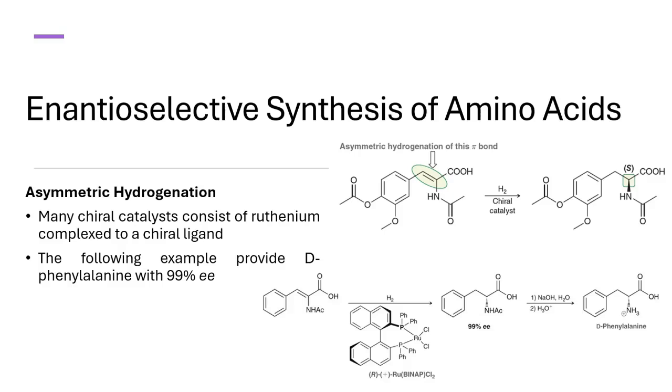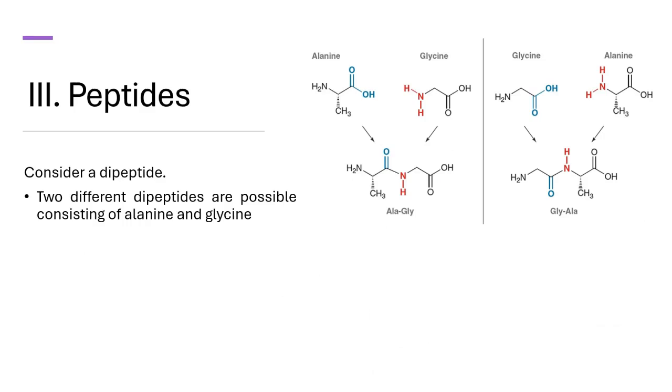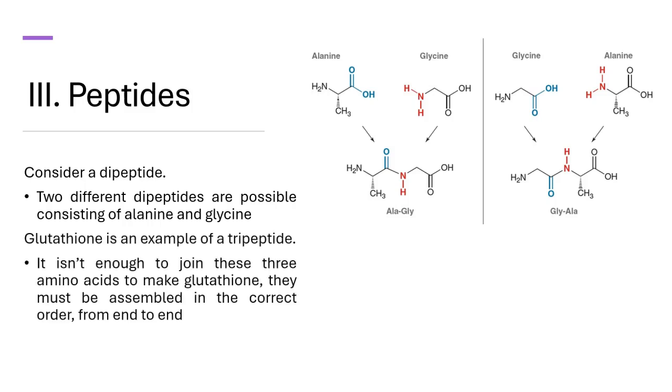Peptides. Consider a dipeptide. Two different dipeptides are possible, consisting of alanine and glycine. Glutathione is an example of a tripeptide. It isn't enough to join these three amino acids to make glutathione. They must be assembled in the correct order from end to end.